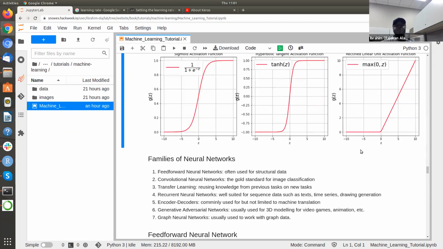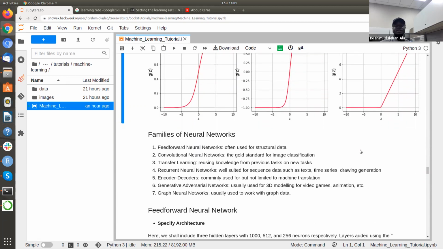So now that we've known the activation function, it is a good time to introduce the families of neural networks. There are different neural networks in practice. And then we have the feed-forward neural networks, which is the one I introduced in this tutorial. And it is often used when we have a structured data set. By structured data set, I mean when your data is in table format. We have the convolutional neural networks, which is often used for image classification.